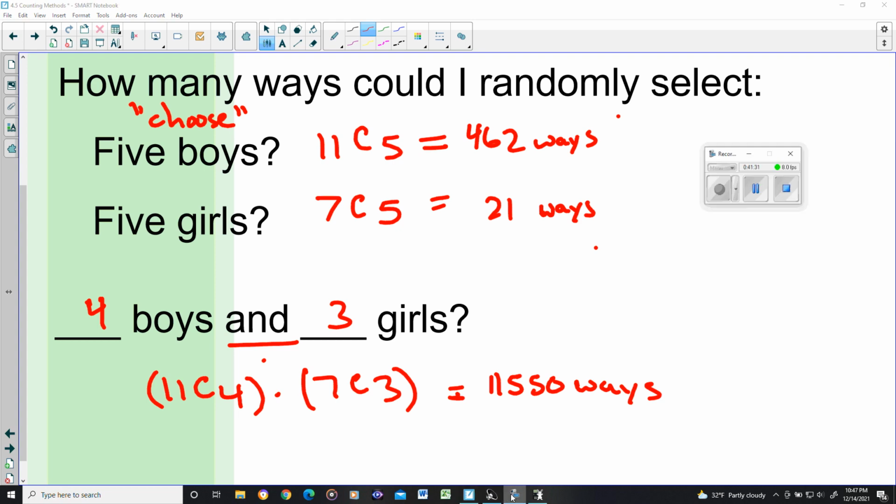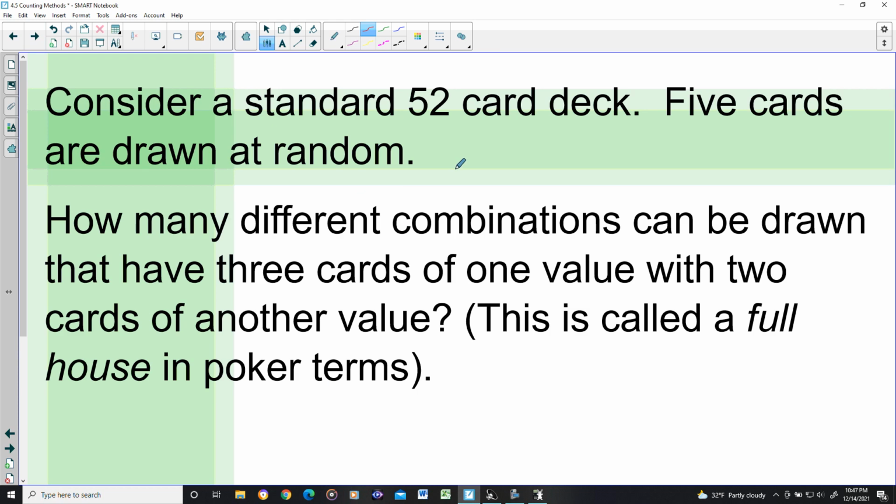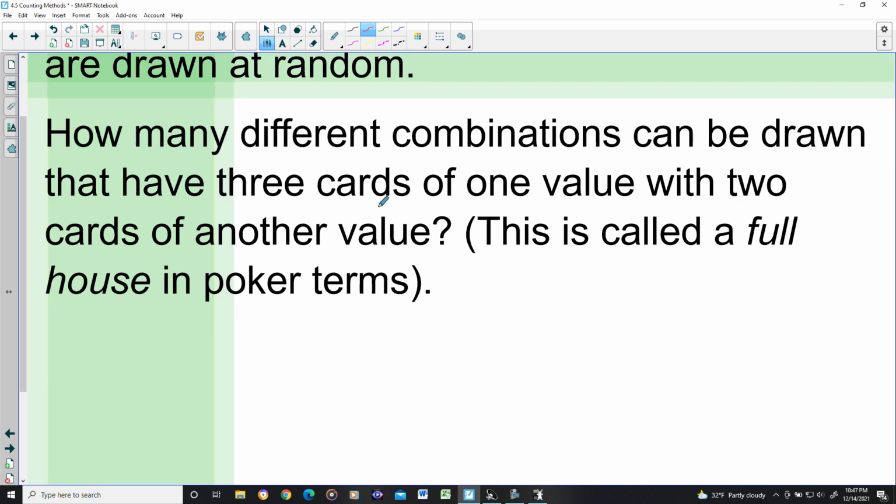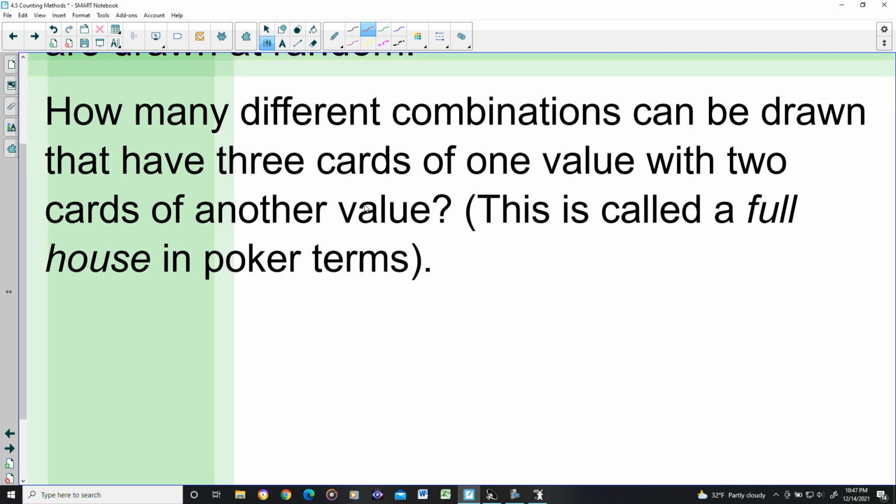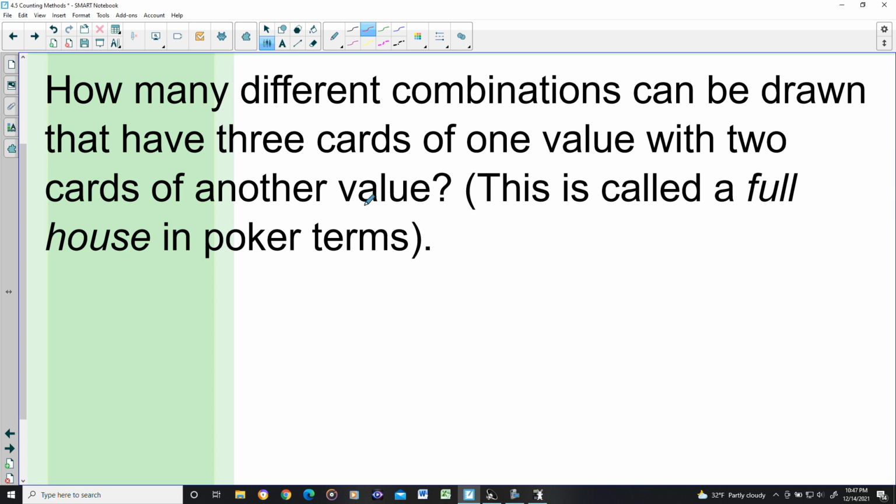Okay, how much time do I have here? This is a nice big lesson because this covers 2 different things at once, the introduction to counting and also the applications of it. Okay, consider a standard 52 card deck. 5 cards are drawn at random. How many different combinations can be drawn that have 3 cards of one value and 2 cards of another value? In poker terms, this is called a full house. Well, let's think about this. 52 card deck, and we're pretty familiar with this point about a 52 card deck.